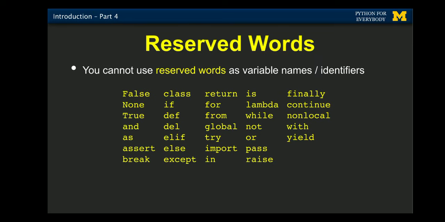There are some reserved words. You cannot use reserved words as variable names or identifiers. These are some of the reserved words that you are going to interact with in future courses. We are not going to use these words as our variable names, because if we do, our interpreter is going to yell at us.